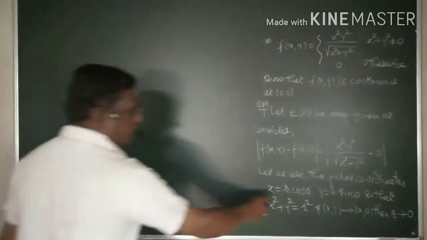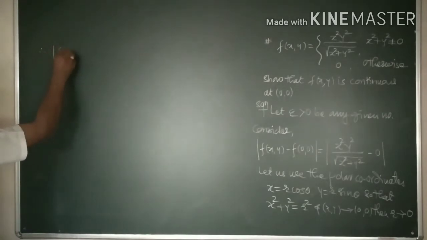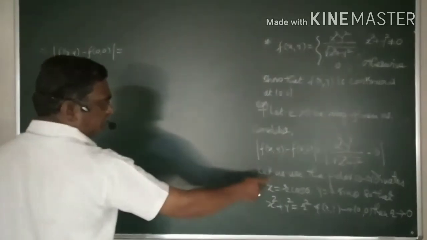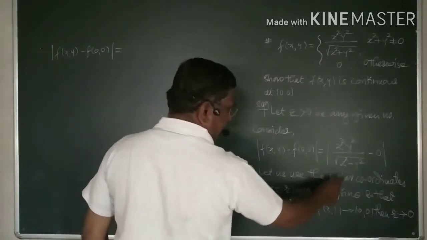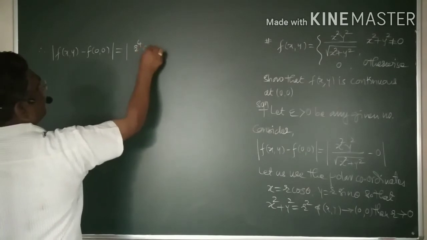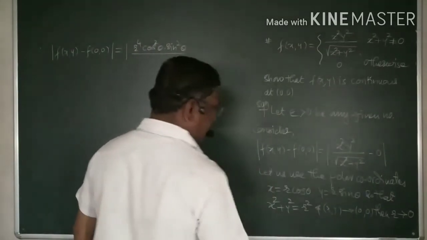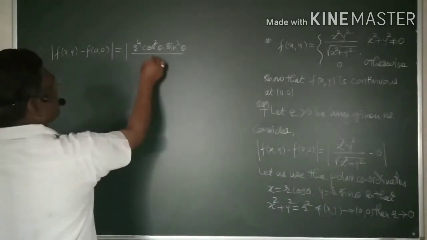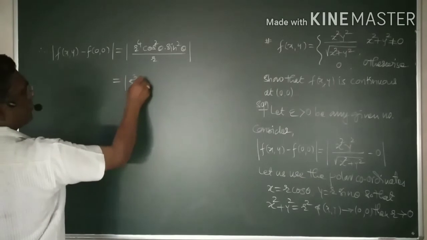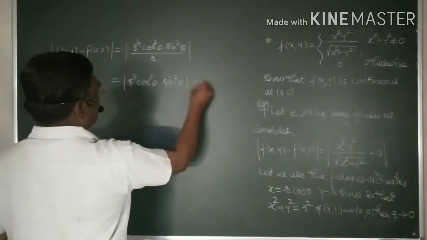Now, if I use the polar coordinates here, then the absolute value of f(x, y) minus f(0, 0) is equal to what? x squared is r squared cos squared theta, and y squared is r squared sin squared theta, and therefore this is r to the power 4 cos squared theta sin squared theta over root of x squared plus y squared. Since x squared plus y squared is equal to r squared, the root is nothing but r, which gives r cubed cos squared theta sin squared theta. Well, now this is less than or equal to r cubed.